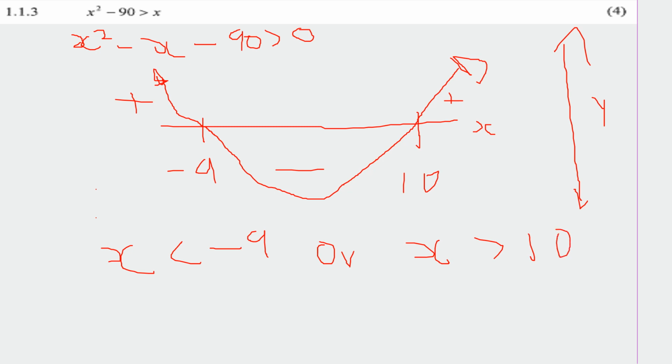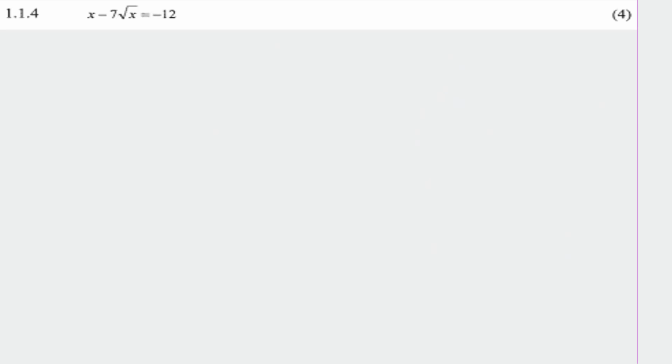So this is how you solve an inequality. I don't know if it makes sense. I don't know if I'm explaining it in the right manner, but I will try to solve and give some other questions. Maybe it will make sense. So let's move to the next question.